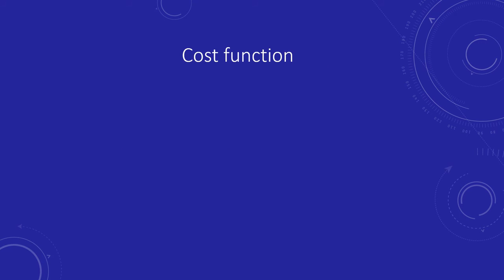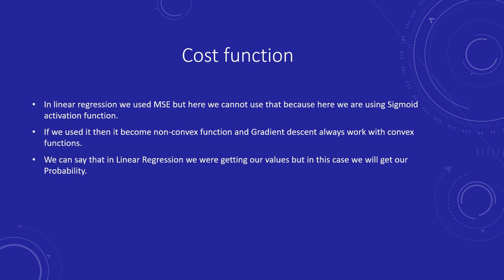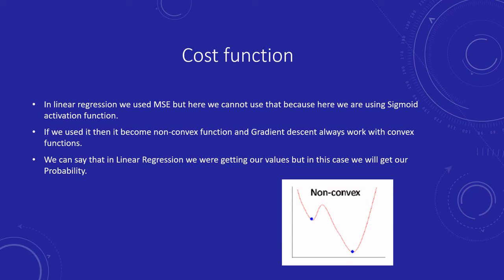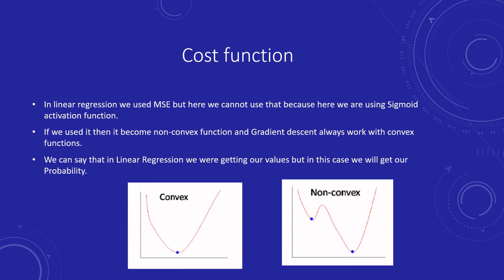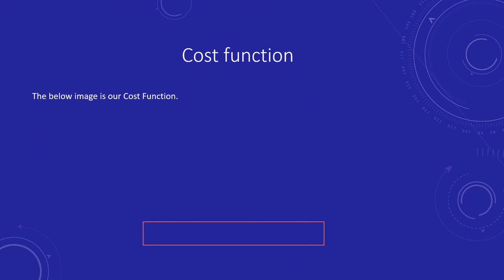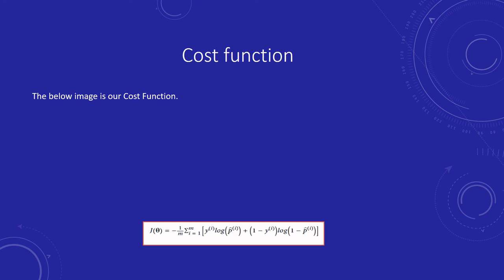Cost function. In linear regression we used MSE, but here we cannot use that because here we are using the sigmoid activation function. If we used it then it would become a non-convex function, and gradient descent always works with convex functions. We can say that in linear regression we were getting our values, but in this case we will get our probability. The below image is our cost function.